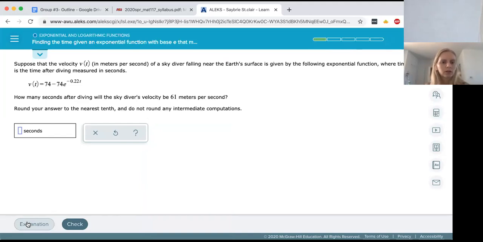Suppose that the velocity in meters. So 61 goes here, right? Equal to 74 minus 74 e to the negative 0.22 t. All I did was put that 61 right there. And then I'm going to take away this 74, this whole number, by subtracting 74 on both sides.